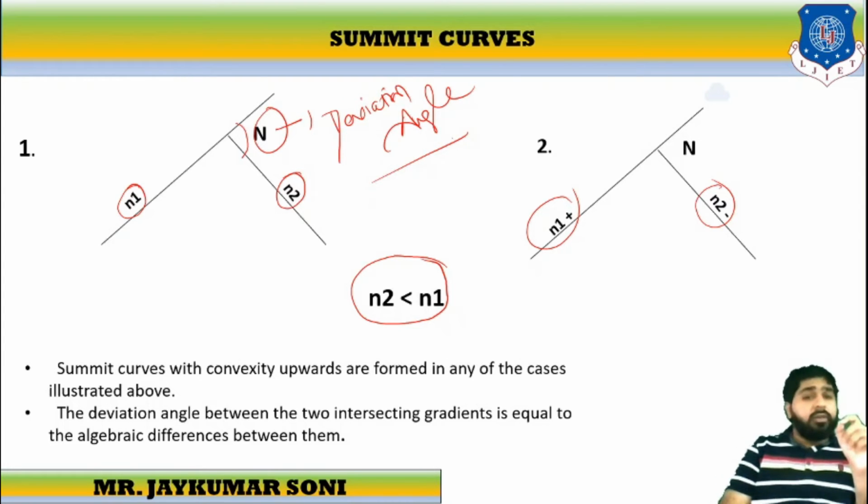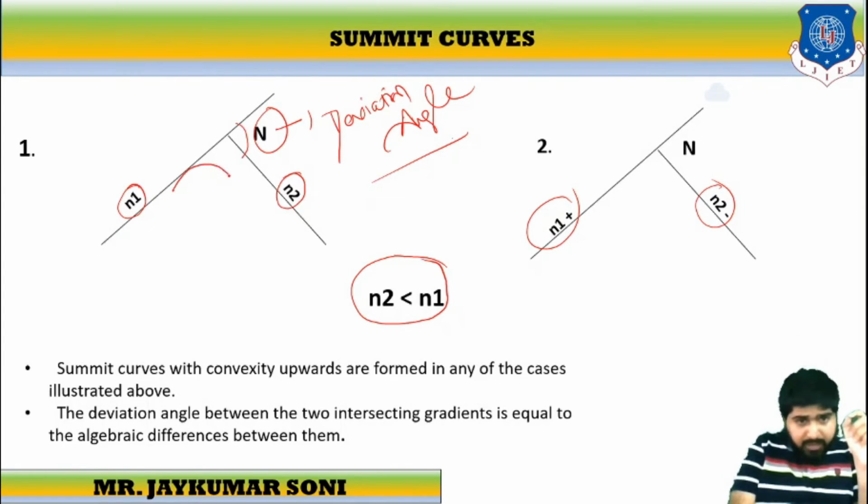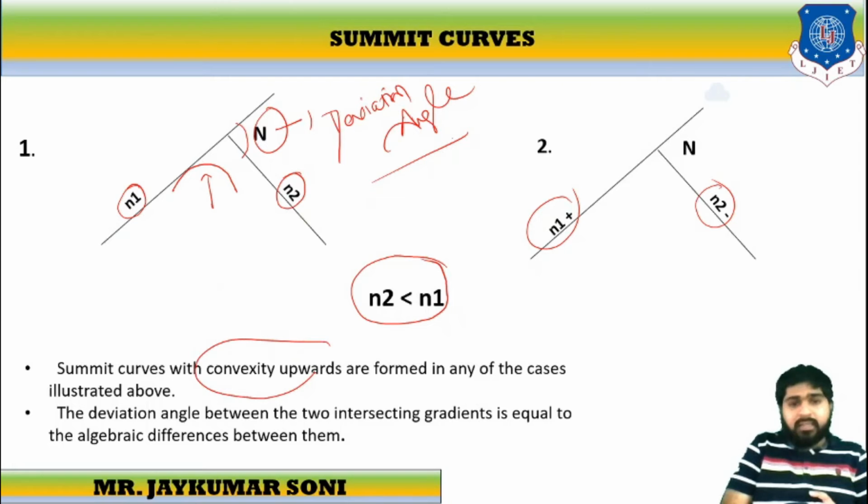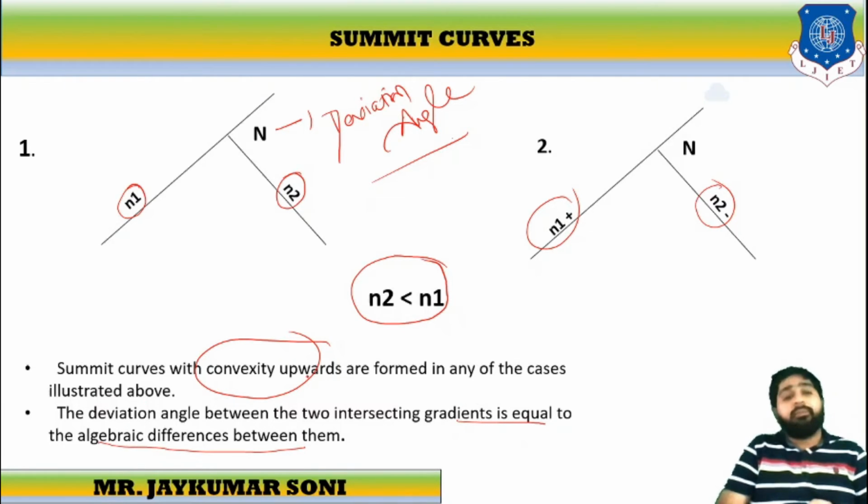So these summit curves have convexity upward. See, this is called upward convexity. If it would be like this, it is called downward convexity. But this is upward convexity. The summit curves with the convexity upwards are found in any of the illustrated cases above. I have already illustrated the two cases. The deviation angle n is between the two intersecting gradients and it is equal to the algebraic difference between them. It is the difference of n1 and n2. So this is about the summit curve.